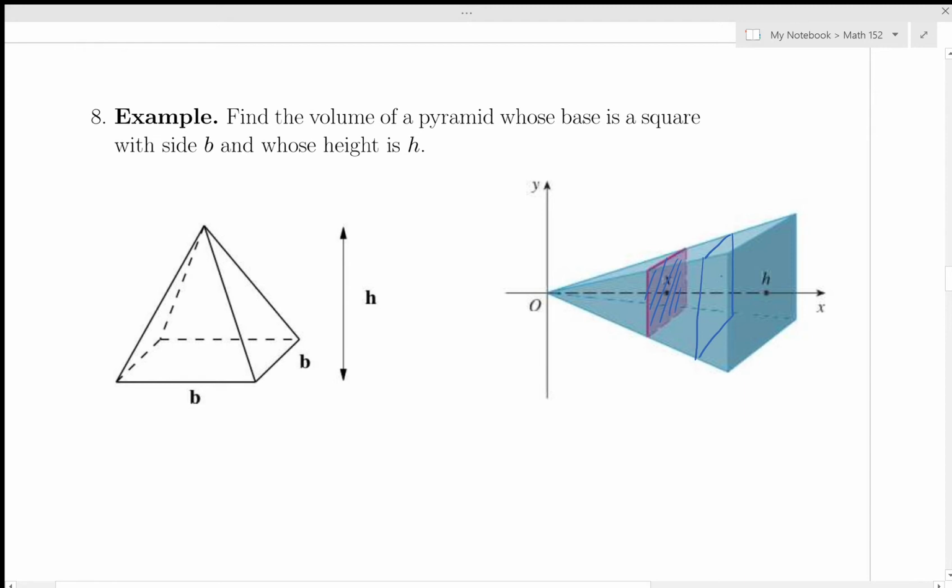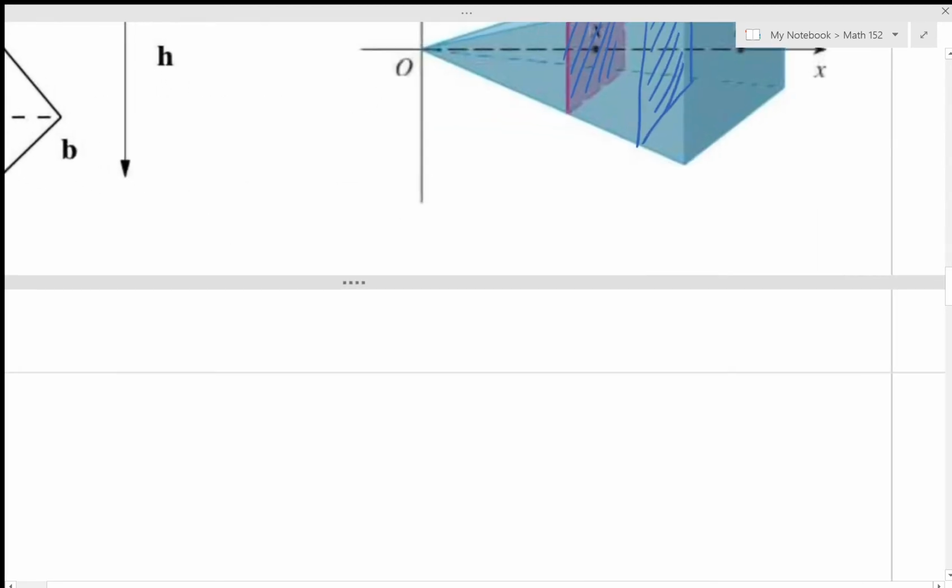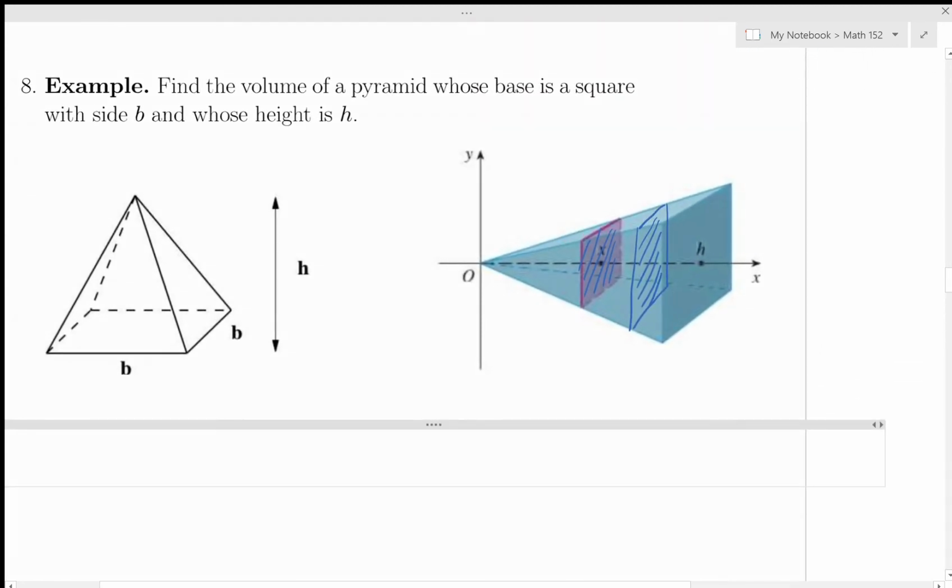So I've got the square here and the square here, and I'm adding up all these little squares. The base is a square, and then I'm imagining a very small height, delta x, which becomes infinitesimal as the number of squares increases. Okay, so that's what I'm going to be doing here.